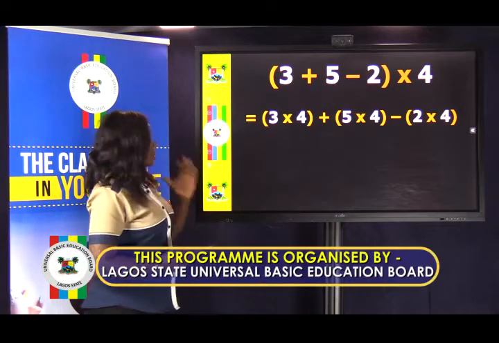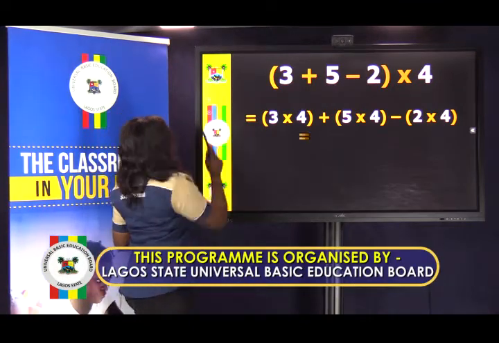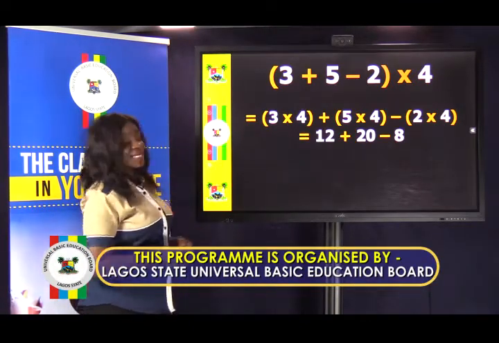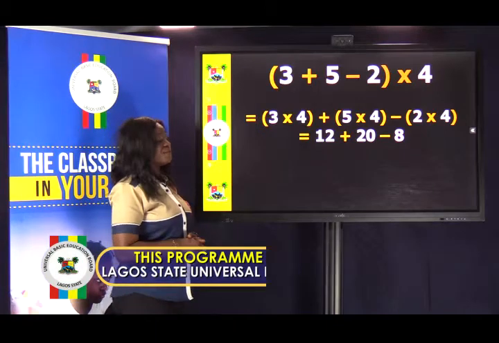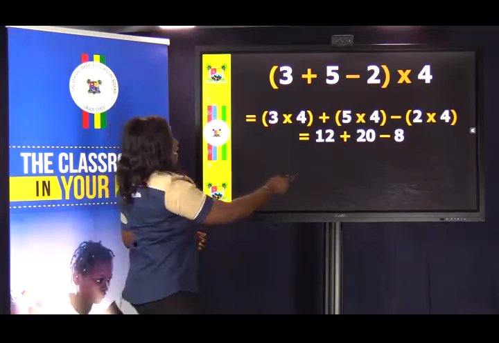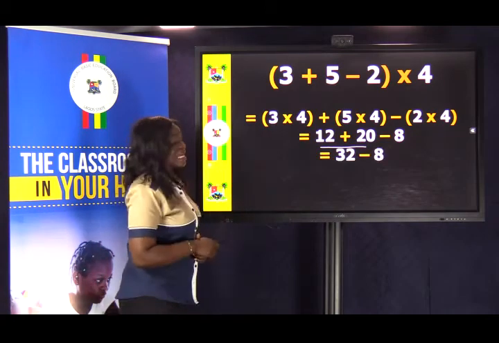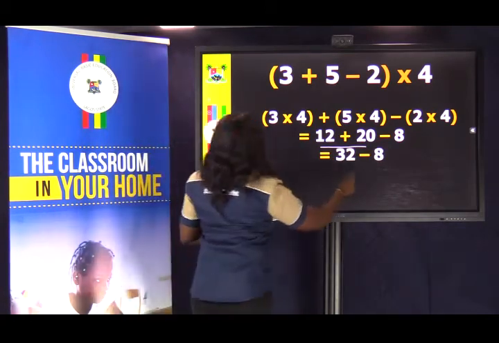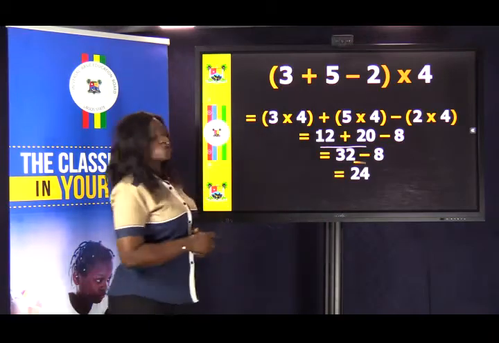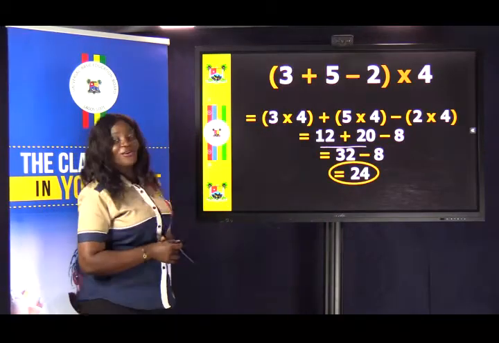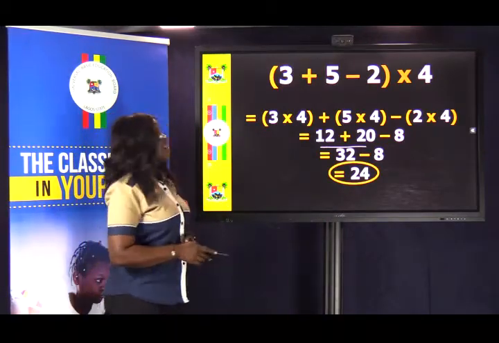3 times 4 from your times table is 12. 5 times 4 is 20, and 2 times 4 is 8. Then start with the first two. 12 plus 20 is 32. 32 minus 8 is 24, and 24 is our final answer.